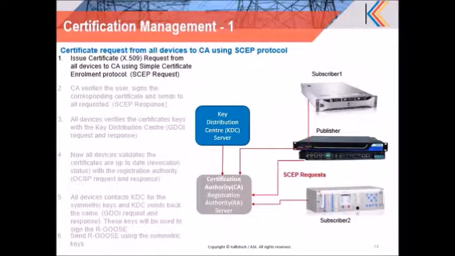We are highlighting this. So first, we have a publisher located in the substation, and a subscriber located in the control center, then again a subscriber located in the substation itself. The first thing is to issue the X.509 certificate request from all the devices, and that goes to the certification authority to issue all the certificates. This is done using a Simple Certificate Enrollment Protocol, SCEP, request; all the devices request certification from the certification authority.